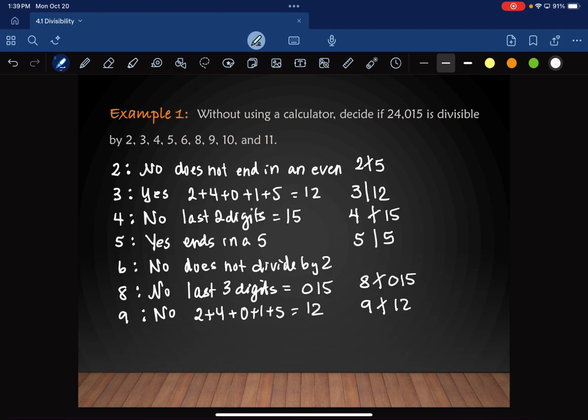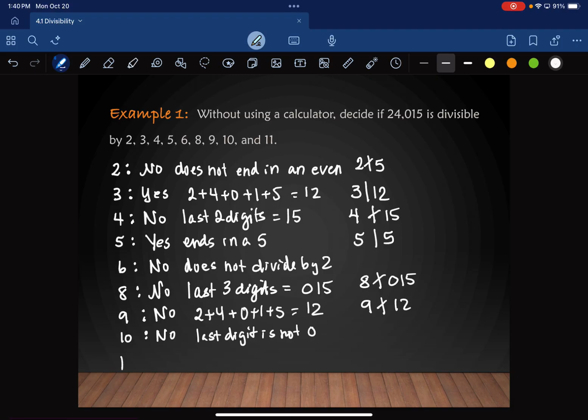How about 10? No. Besides the fact that it's even, and I told you it's not going to divide by any evens, in terms of the properties, why is it not going to divide by 10? Doesn't it end with a 0? Yeah, so the last digit is not a 0. That's what I've got to look for. It's not a 0, so it's not going to work.